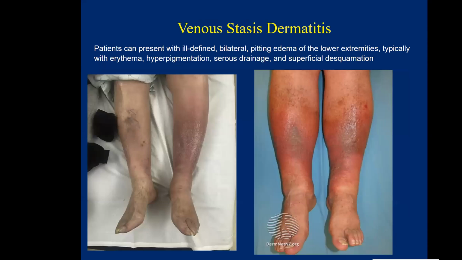So here are some pictures just to show you that it can actually look like cellulitis. In venous stasis dermatitis, patients come with ill-defined bilateral pitting edema of the lower extremities, erythema, hyperpigmentation, and desquamation. So this is unilateral venous stasis dermatitis. This is bilateral venous stasis dermatitis. It can look like cellulitis very easily, because it's red, it's swollen.